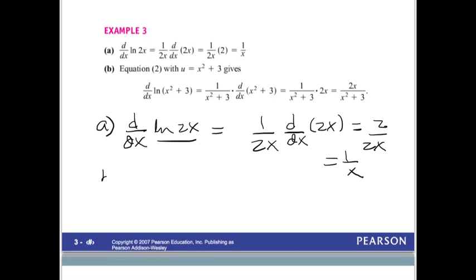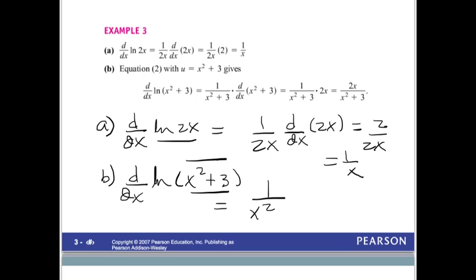And now b, if we want to take d dx of ln of x squared plus 3, notice this is not just plain old ln of x, it's the blob is equal to x squared plus 3. So we take the derivative with respect to the blob, and it's 1 over x squared plus 3 times d dx of x squared plus 3, which is 2x. So we get 2x over x squared plus 3.